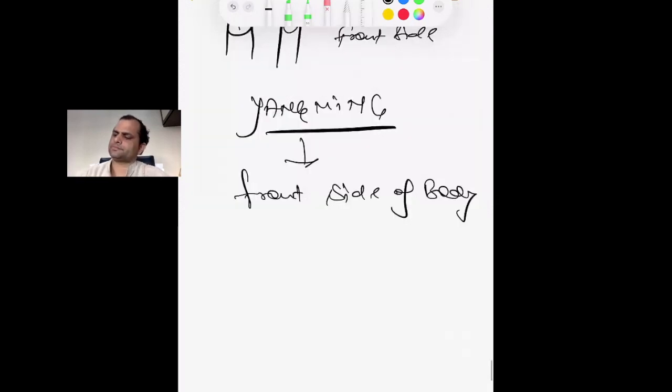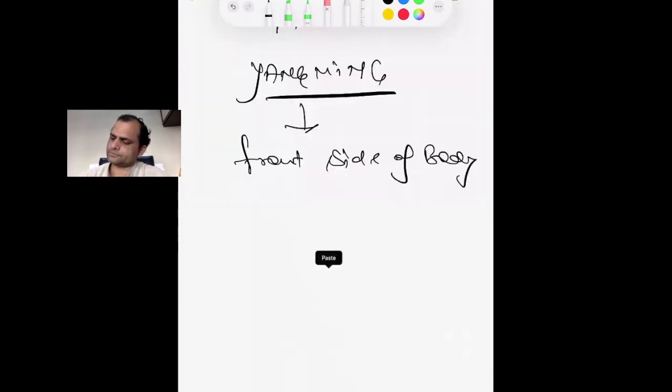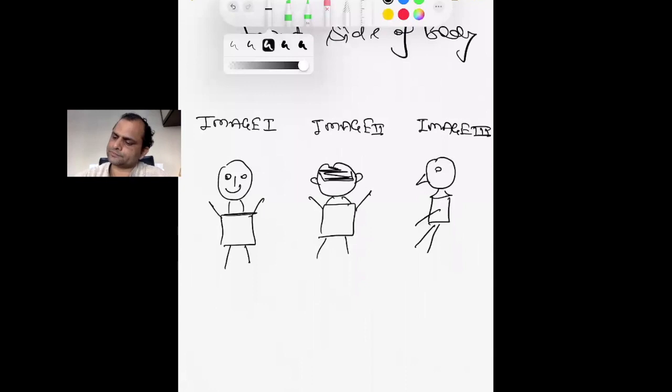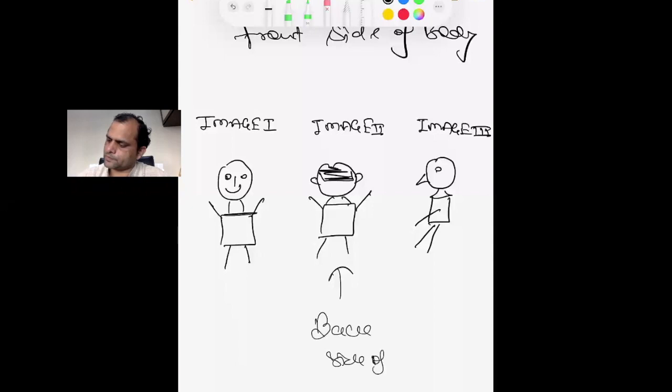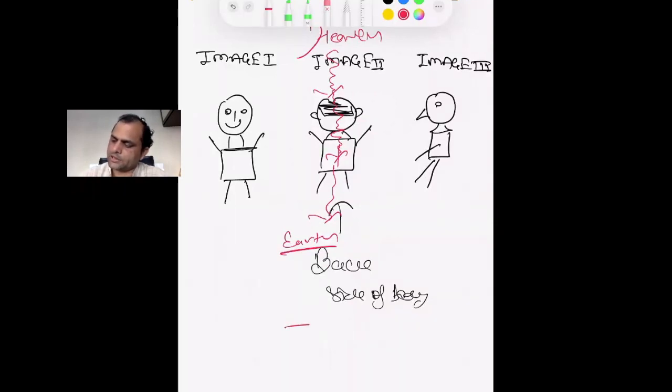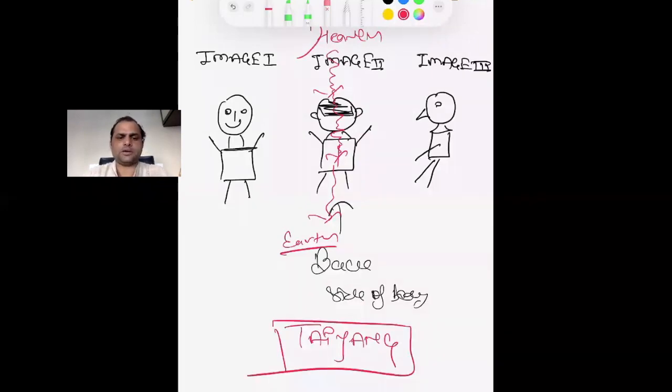In the same way, if we look at the back side of the body, so this is the back side of the body. The energy coming from the heaven, entering and supplying the back side of the body, finally merging in the earth and supplying the whole back side of the body, the name of this energy has been given Tai Yang. This is called Tai Yang.